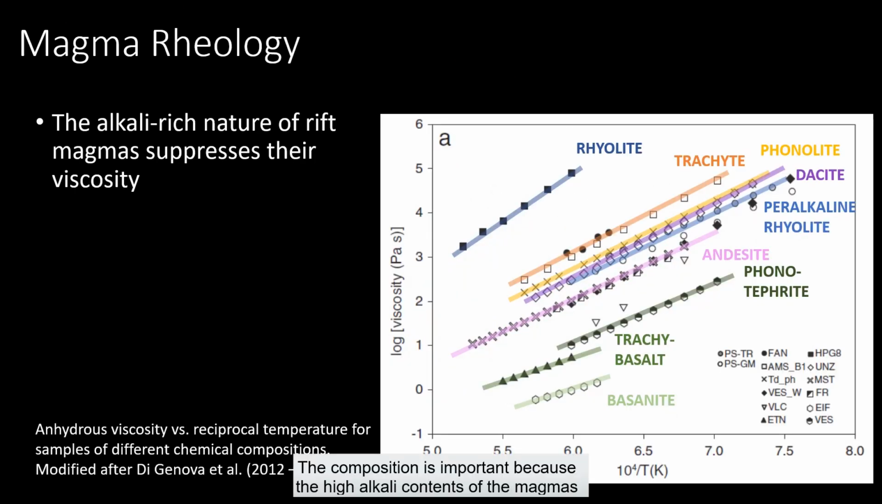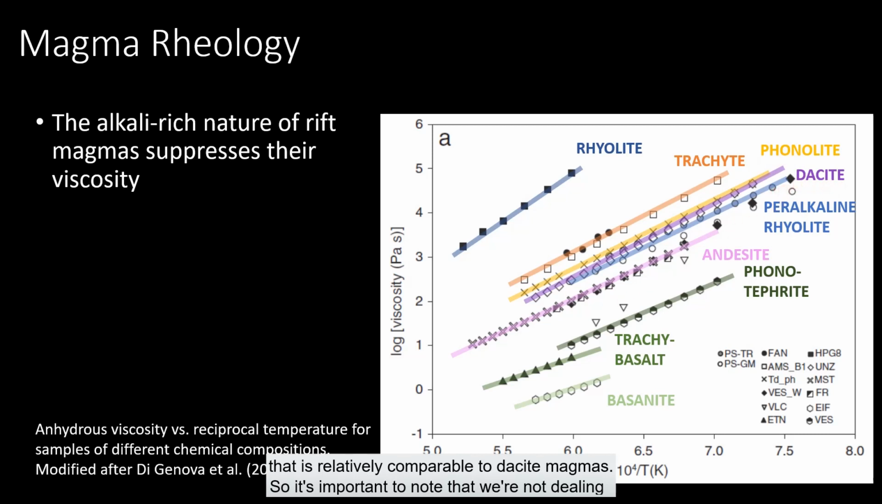The composition is important because the high alkali contents of the magmas reduce their viscosity relative to their calc-alkaline counterparts for a given temperature and volatile content. This plot shows anhydrous viscosity versus reciprocal temperature for different compositions. We see that overall the peralkaline rhyolite magmas have viscosities that are roughly 2 orders of magnitude lower than normal rhyolites, and that together with phonolites and trachytes, they have viscosity that is relatively comparable to dacite magmas.